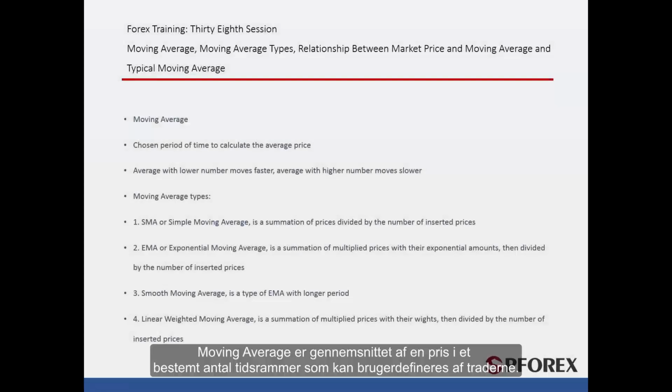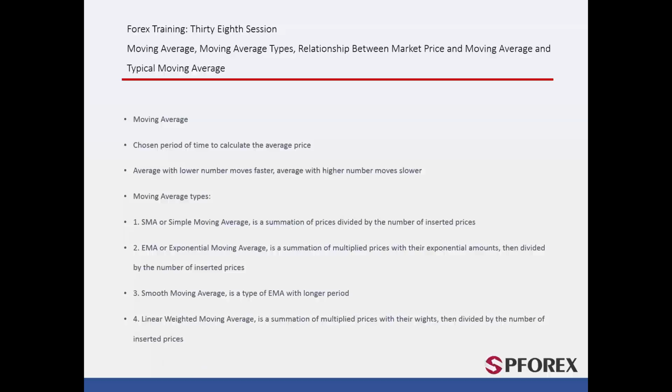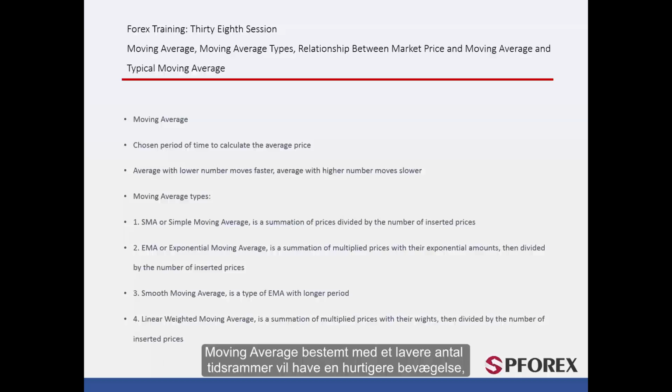Moving average is the average of a price in a certain number of time frames, which can be customized by traders. A moving average determined with a lower number of time frames would have faster movement, while more time frames would slow down MA displacement, since there is more data calculated in the average.